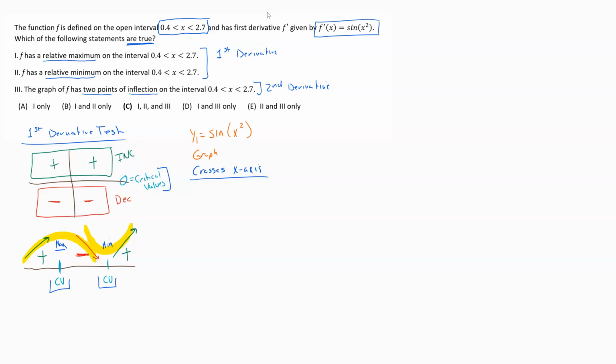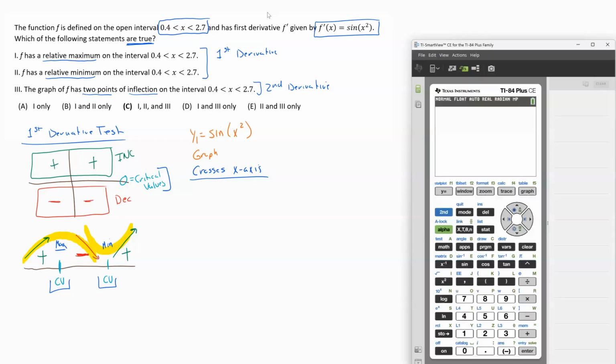So we'll start with that. We open up our calculator, go into the y equals, and we're going to graph the sine of x squared. Whenever we're graphing our trig functions, we want to stay in radian mode.